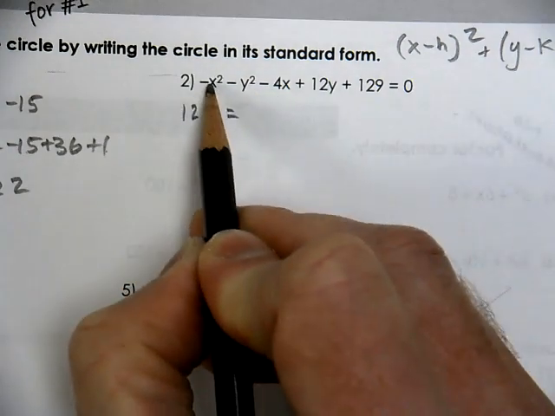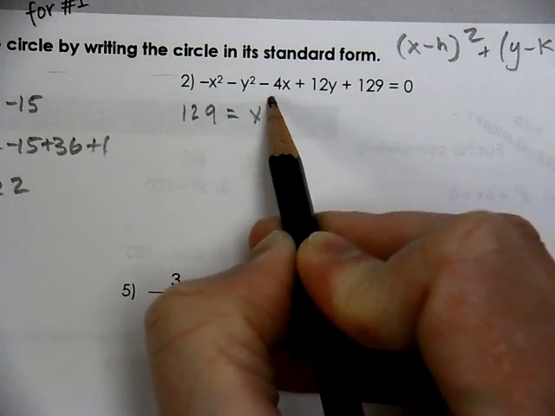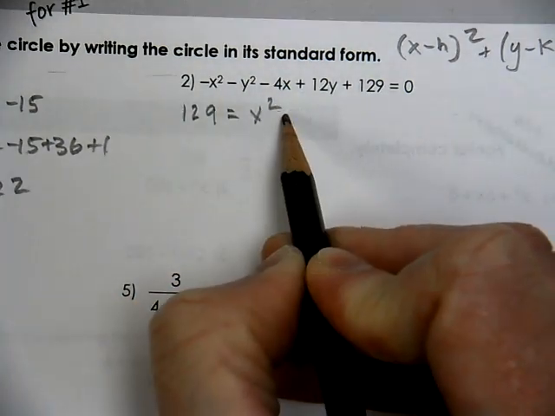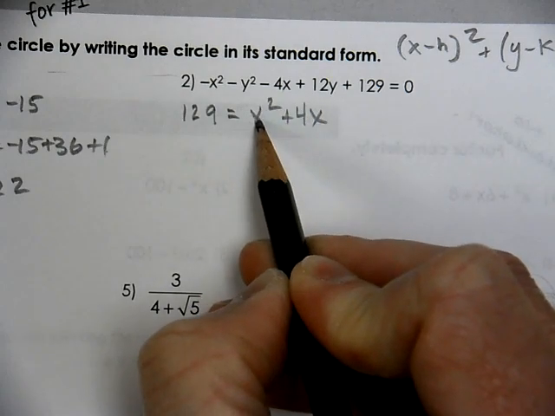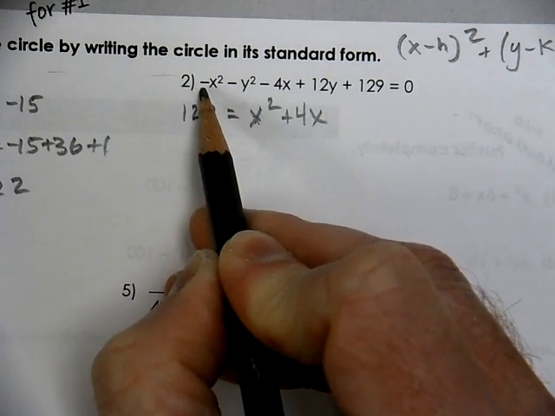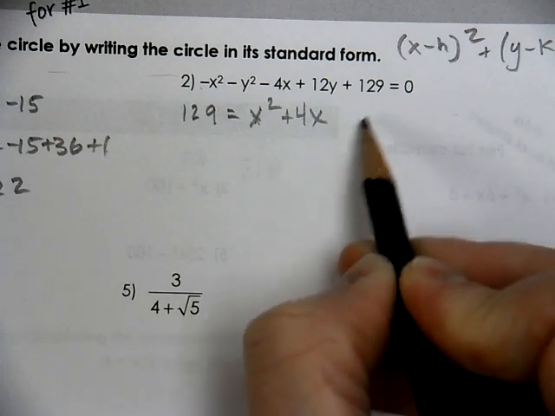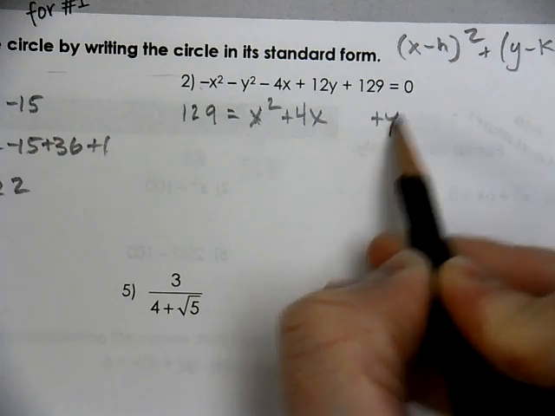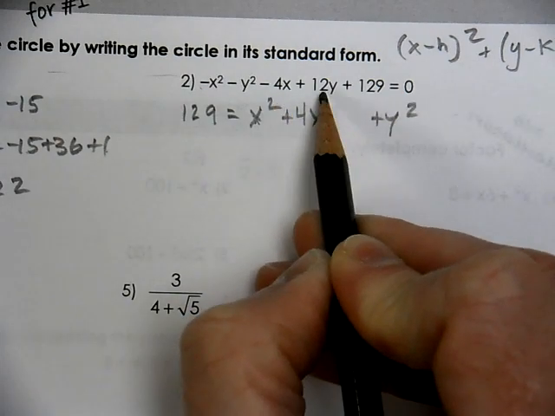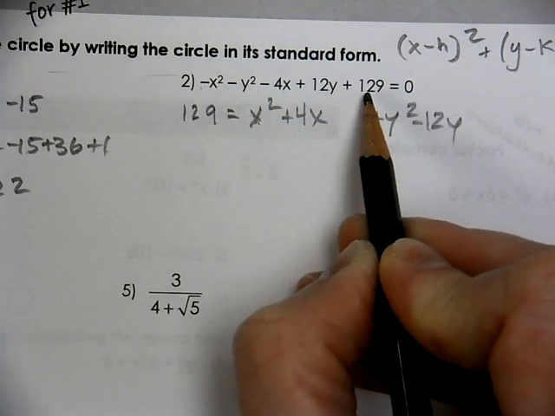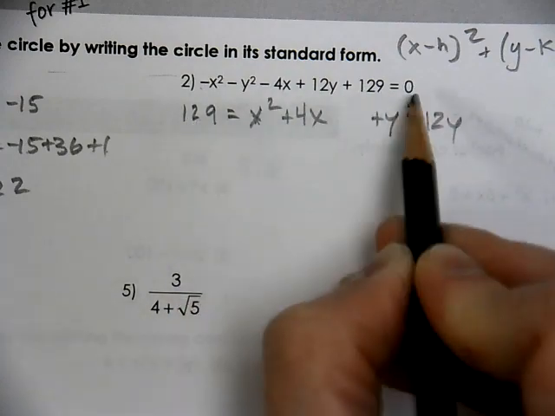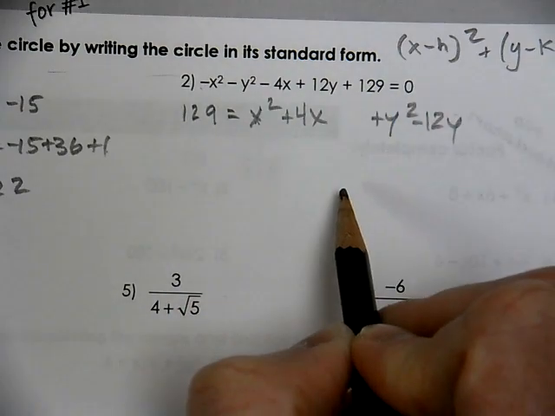I'm going to move my x squared over to the other side, move my 4x over to the other side because I want my x squared to be positive. I don't want it to be negative. I'm going to move my y squared over to the other side. I'm going to move my 12y over to the other side. I'm going to leave my 129 over here on the left hand side of the equal sign.